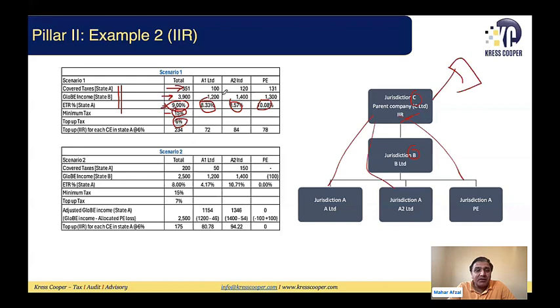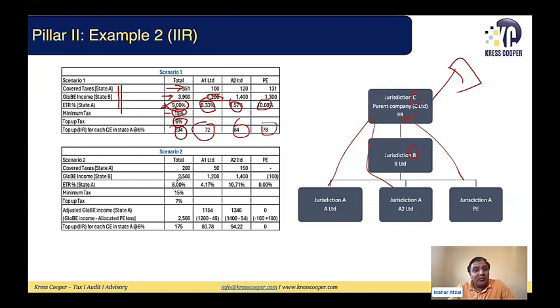So how much is the income? Income is 1200. 1200 into 6%: 72, 84, 78, total 234. The parent company will collect this, and the parent company will give it to the tax authority in their country.